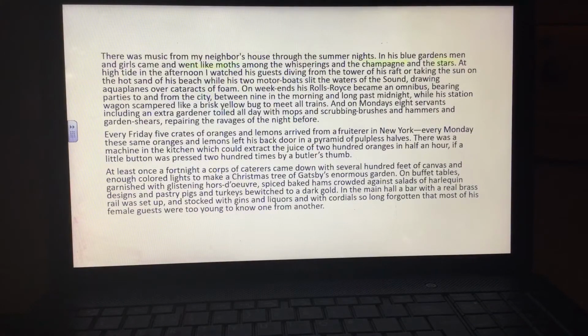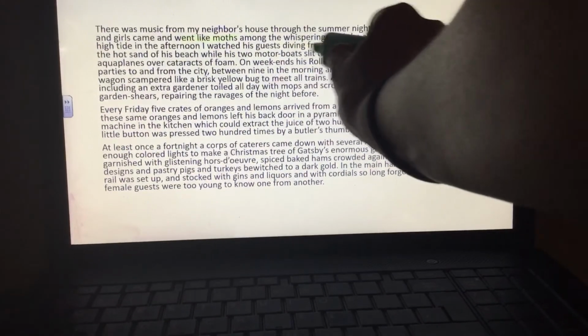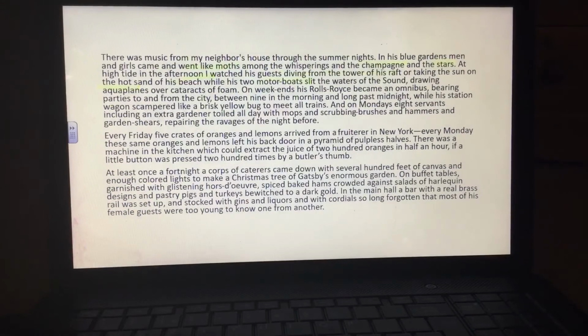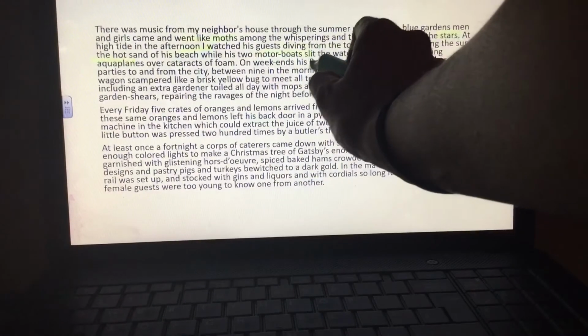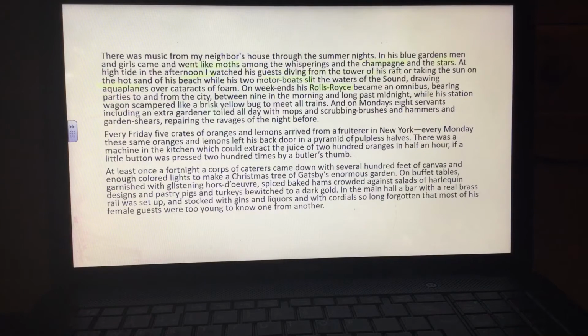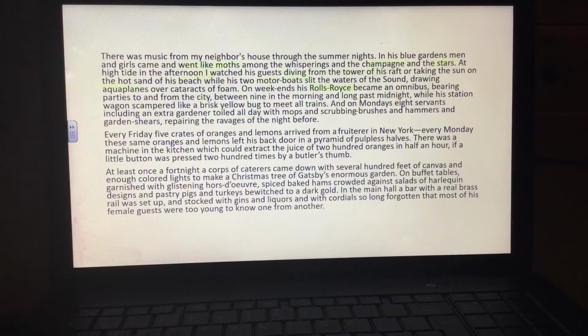And then we get this listing, don't we? Diving from the tower of his raft, taking the beach. We've got his motorboats. We've got the aquaplanes and the cataracts of foam. We've got the Rolls Royce that he's driving. This use of nouns defines what these parties are like. Objects are being used to develop and build the extravagance of the parties and what people are able to do.